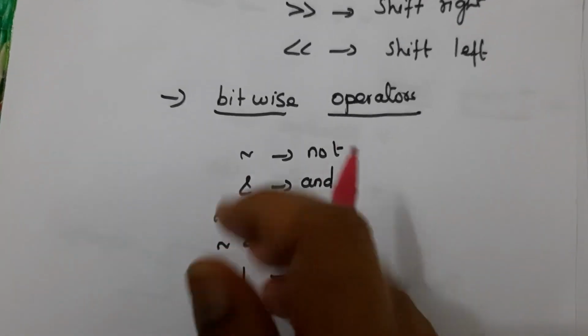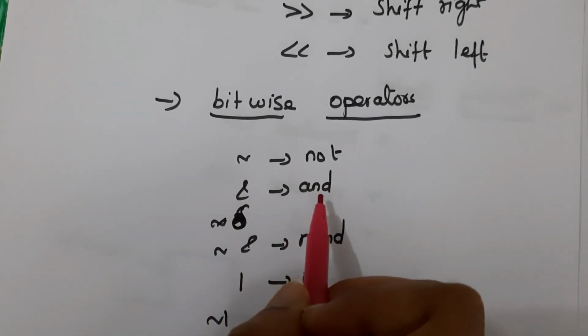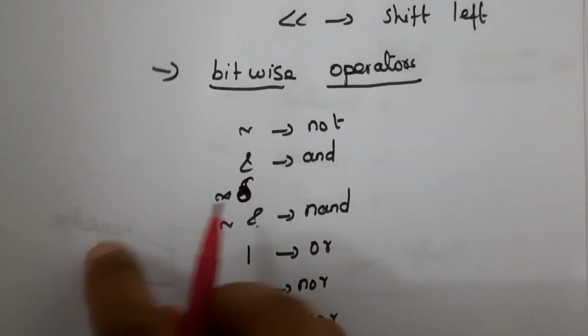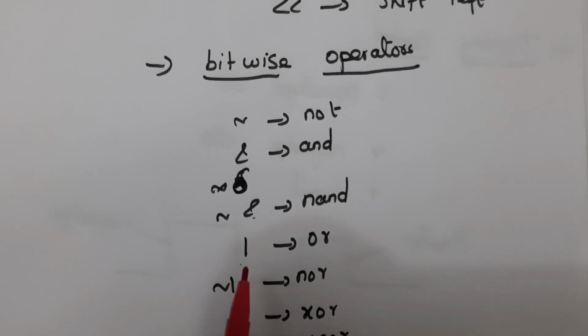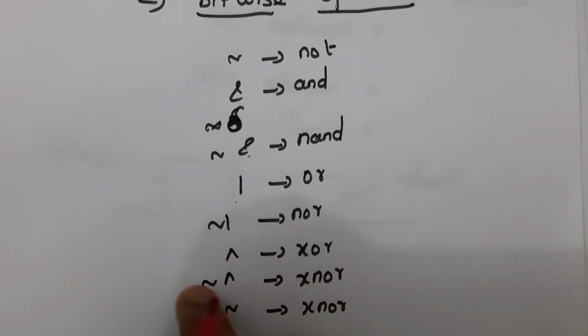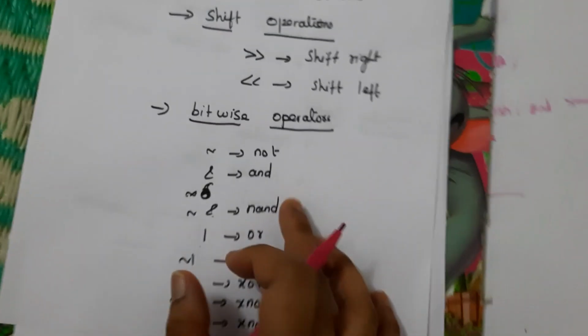And the bitwise operators: this one mentions the NOT gate, this one the AND gate, and the NOT of AND is known as the NAND gate. This is the OR operation, this is the NOR operation, this is XOR, and these two both represent XNOR. So these are the bitwise operators.